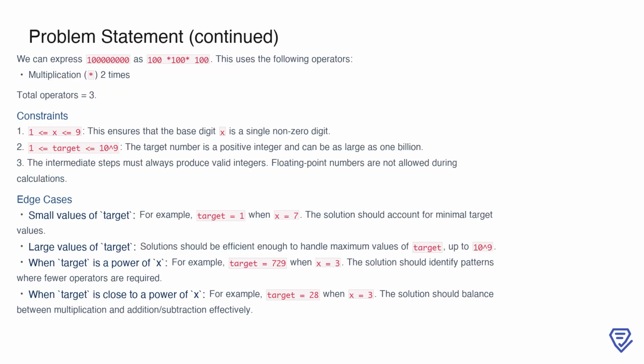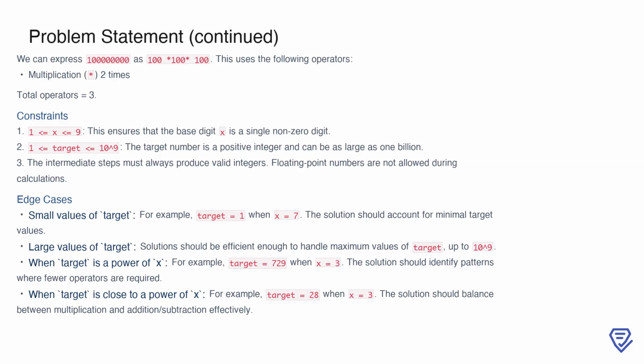The problem also comes with a set of constraints and edge cases to consider. For example, x must be a single digit ranging from 1 to 9, and target is a positive integer up to 1 billion. Additionally, all intermediate steps must produce valid integers, so fractional values are not allowed. Edge cases include scenarios with small targets, such as target equals 1 when x is 7, which requires careful handling to minimize the operators. Another edge case is when the target is a large number, such as the maximum possible value of 1 billion, where efficiency becomes crucial.